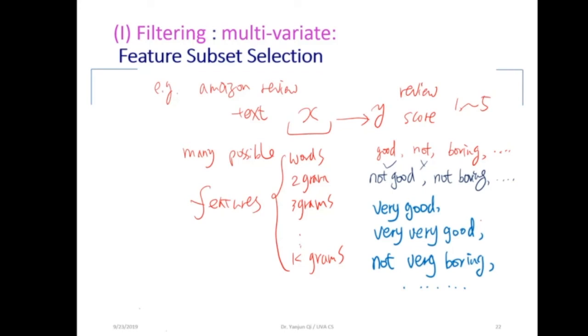Any questions about this? I feel a little bit dry. You're a little confused by now. So words, n-grams: if you think about n-grams, it's a type of feature combination. Like very good, very, very good, or not very boring, or fantastically interesting, and all those types of combinations. For sentiment classification, the combination matters.